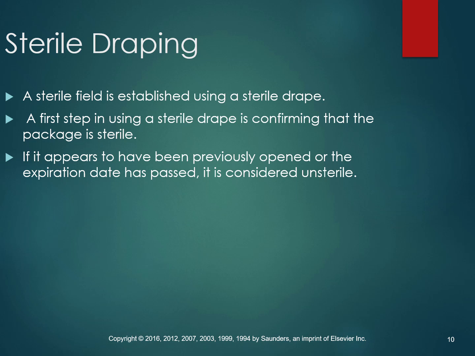A sterile field is established using a sterile drape, so the drape itself must be sterile. A first step in using a sterile drape is confirming that the package is sterile. We always want to make sure that anything that we are using is sterile. And there will be expiration dates on things. There will be certain tape that may have markings on it to indicate that what we are using has been sterilized. If something appears to have been previously opened or the expiration date's passed, it is considered unsterile. Even if it's 1 day past the expiration date, we don't use the equipment.